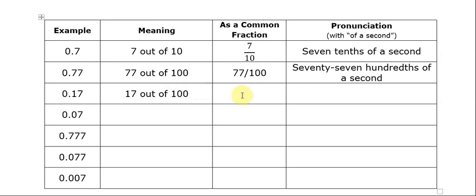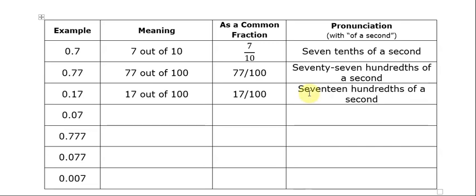And as a common fraction, we would write that as 17 upon 100. And of course, you would pronounce that as 17 hundredths, and in context of a second. In our context, now that would be very fast. That in terms of speed, that would be very fast. All right, let's look at the other examples here.